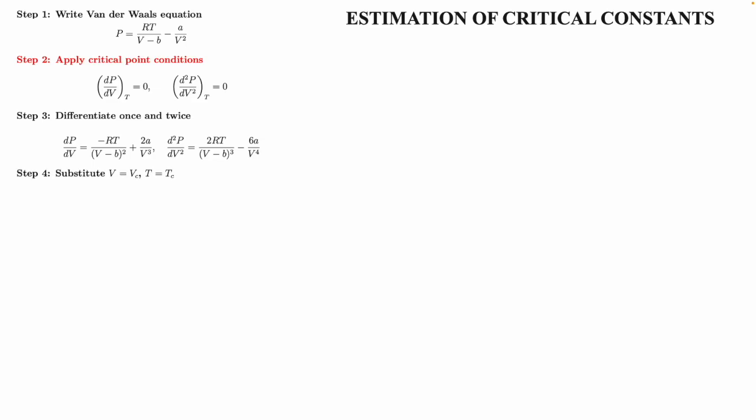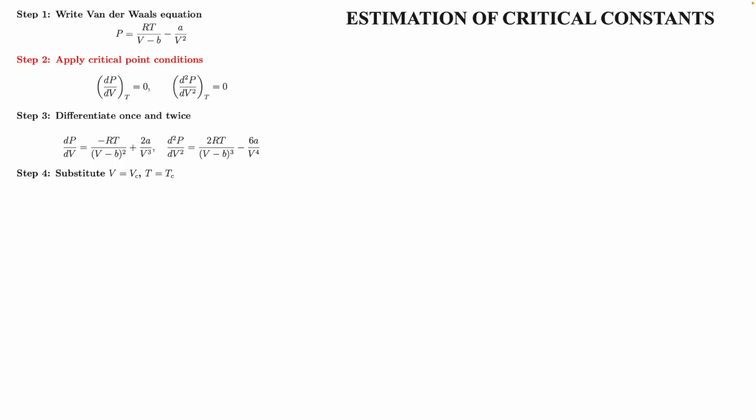Great. What is the next step? Now we have to substitute V is equal to Vc, T is equal to Tc. Why do we do that? It's a simple thing because we are trying to find the critical volume, critical temperature and critical pressure. So wherever we see V we replace it with Vc, and wherever we see T we replace it with Tc, and equate it to 0.